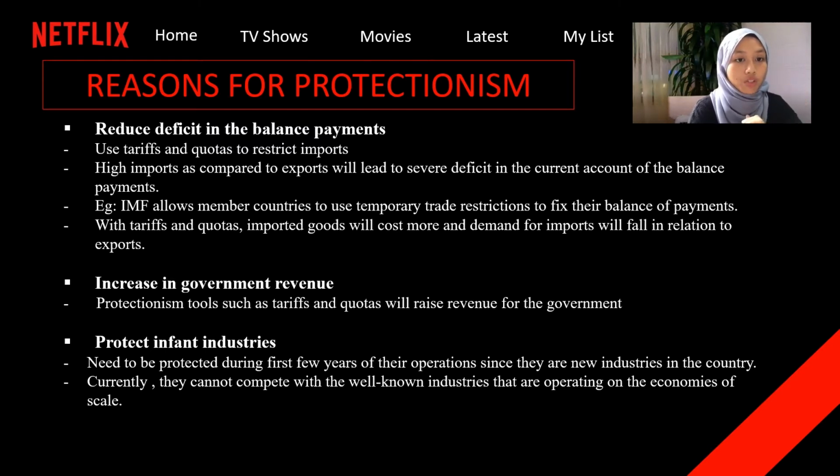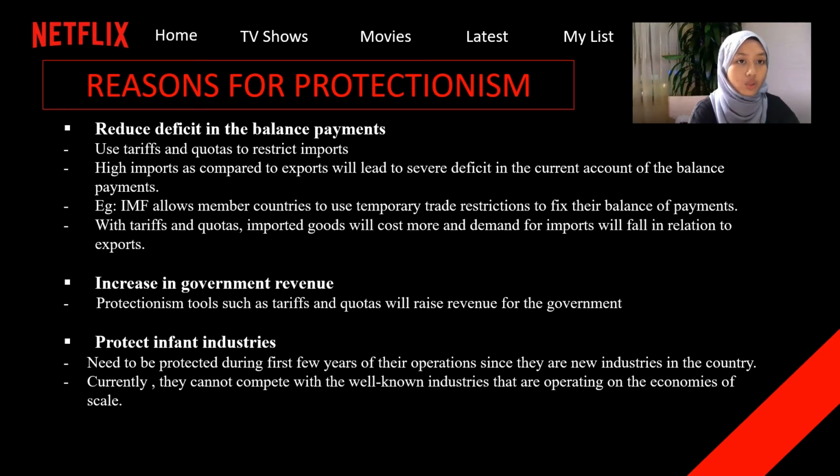Firstly, it will reduce the problem of deficit in the balance of payments. It means that imports will be more than exports. For example, by using tariffs and quotas, the imported goods will cost more and demand for imports will fall in relation to exports. Next is increase in government revenue by using some protectionism tools such as tariffs and taxes.